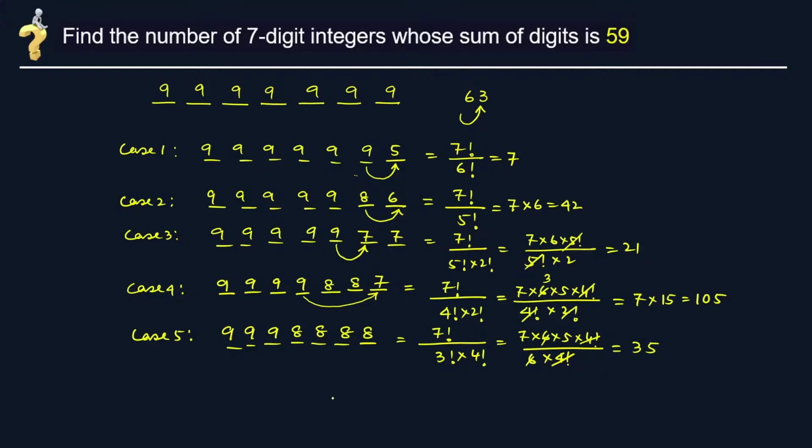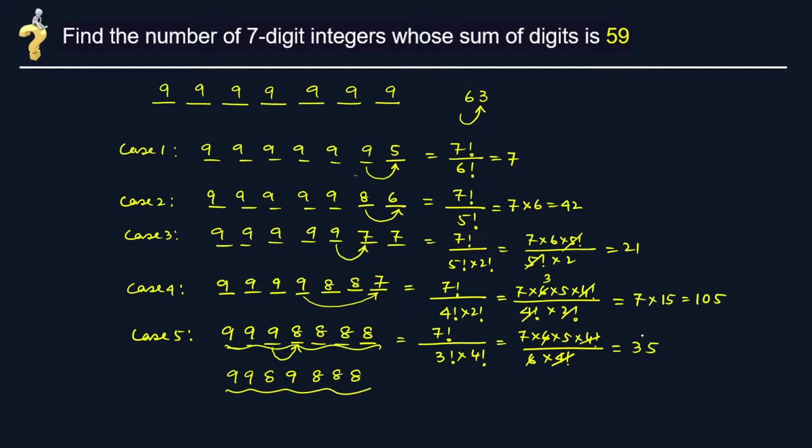So now you see, there are no more cases which can be formed such that if you add all the digits of this 7-digit number, it will give us 59. It's not possible. Why? Because if you want to take 1 from here and add it here, it will become 9, 9. This one will become 8. This is 9, this is 8, 8, 8. And this case is same as this case.